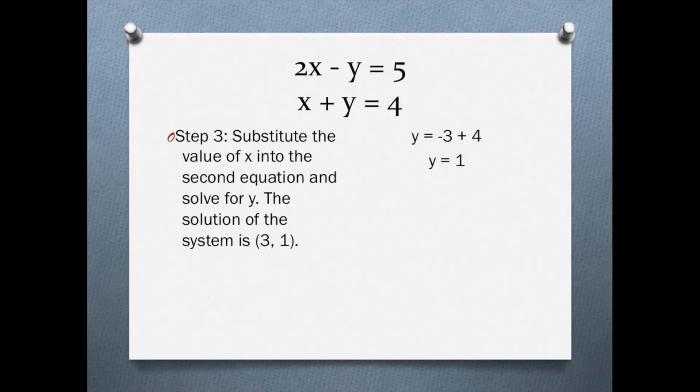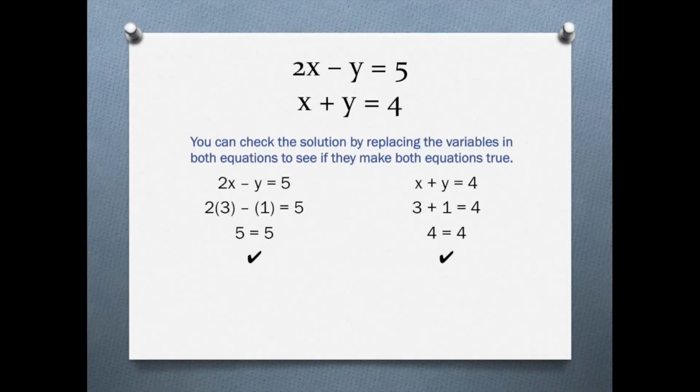Now substitute the value of x into the second equation and solve for y. The solution of the system is 3 and 1. You can check the solution by replacing the variables in both equations to see if they make both equations true.